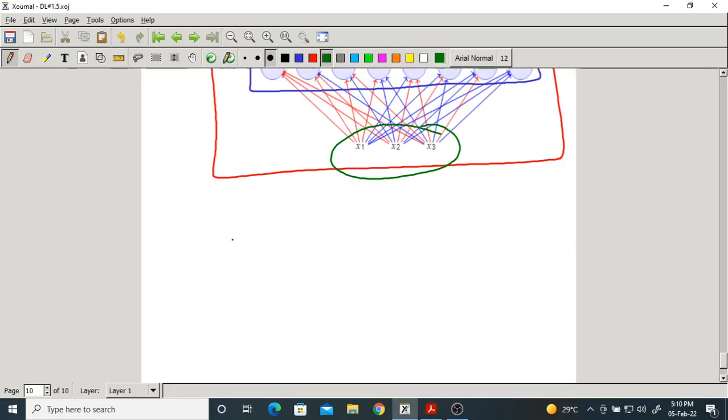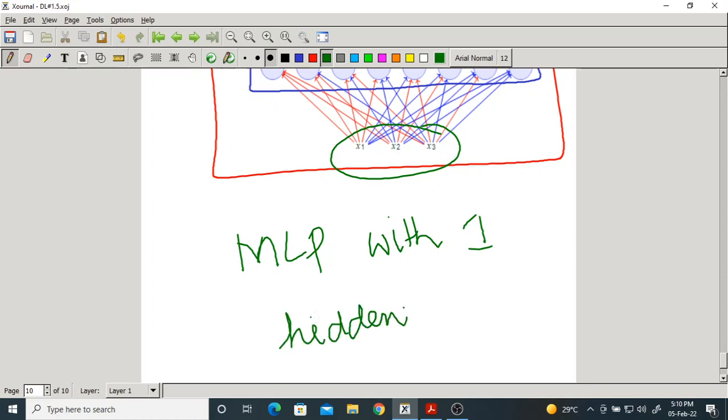Let me write here. One hidden layer. But in the hidden layer, we have 2 power n perceptrons. That is the logic.